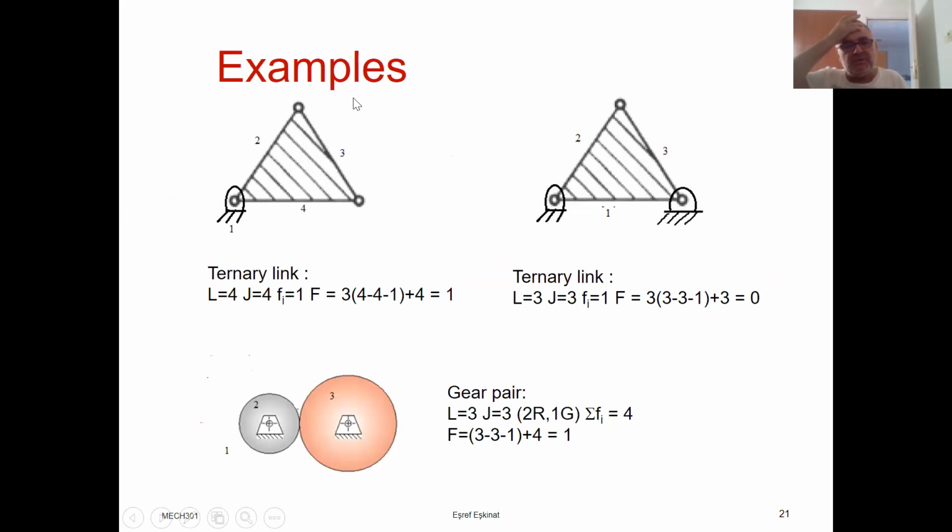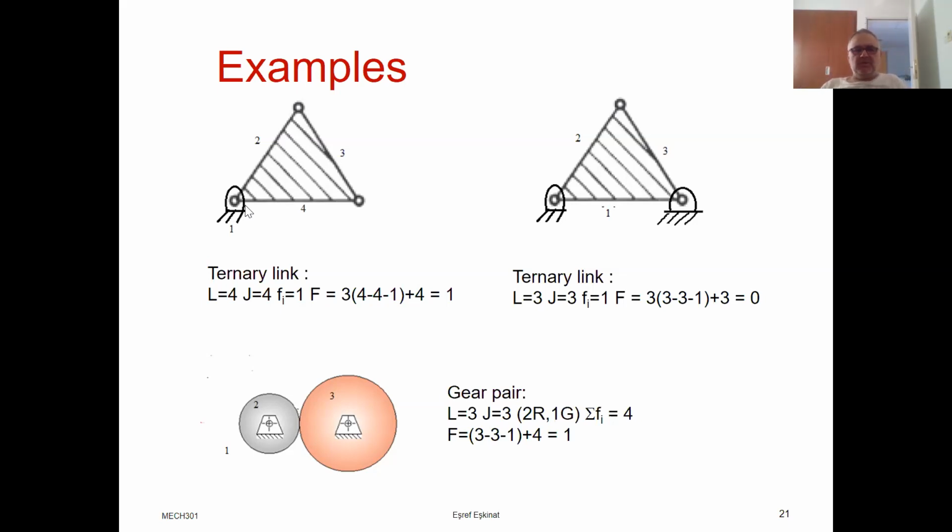Now let me do these examples and then I will take a break. These are interesting, very simple, but they will help you understand a few things. Let's say that you have a ternary link like this, okay? Which means that you have a triangle connected by revolute joints. You have 3 links here, and one is the ground, and we connect all these 3 links to each other, and then we connect it to the ground.